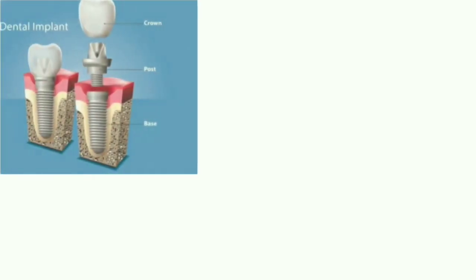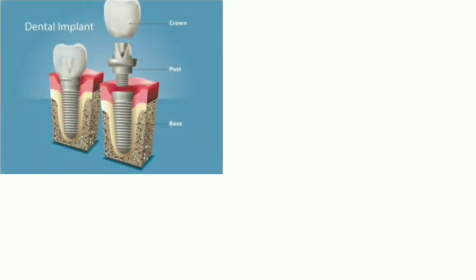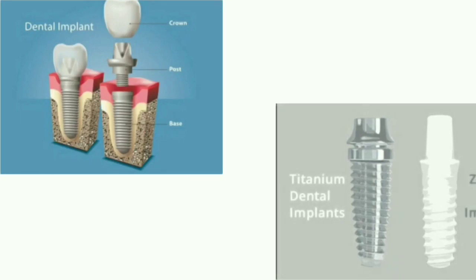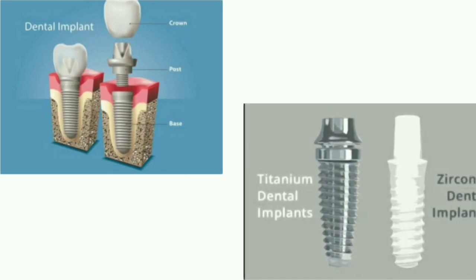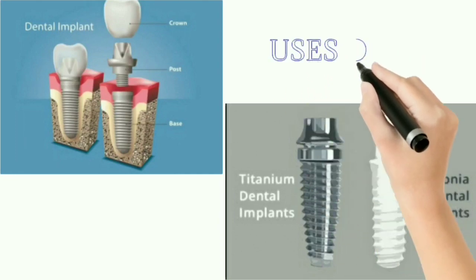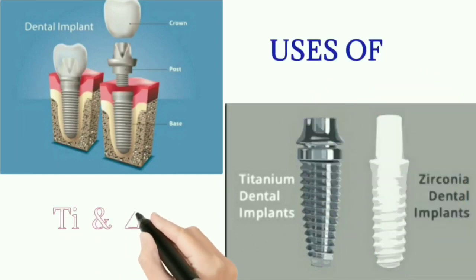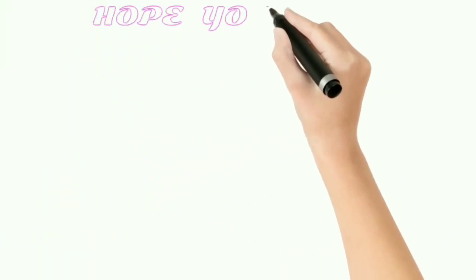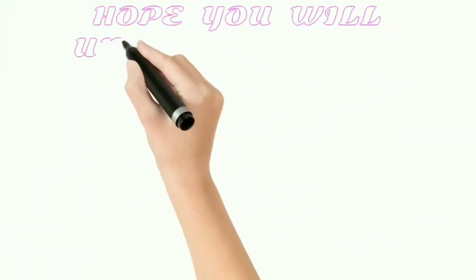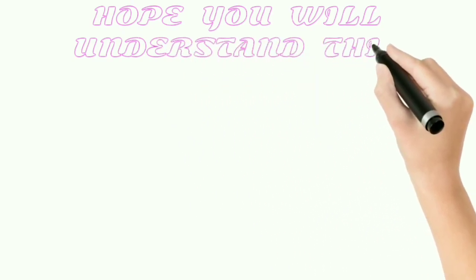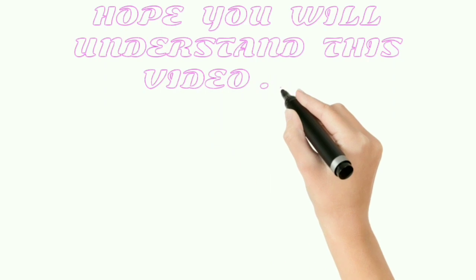So now here we are going to see about the uses of zirconium and titanium. Here zirconium and titanium are used in dental implants. This is about zirconium and titanium. So the Van Arkel method is an important method for getting high purity zirconium and titanium. Hope you will understand this video about vapor phase refining, that is the Van Arkel method to get high purity metals like titanium and zirconium.